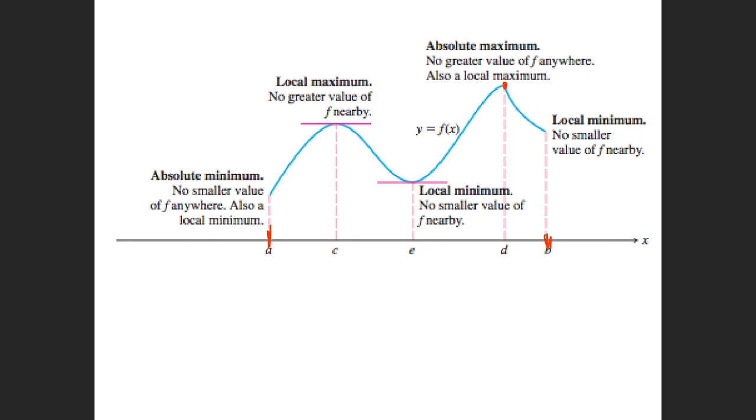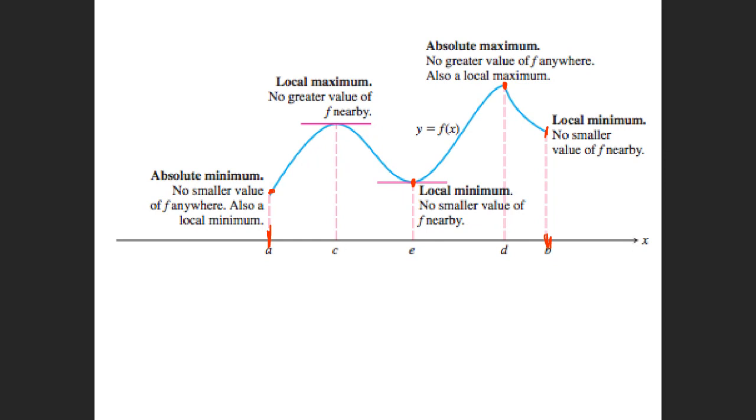Then we have an absolute minimum right here because it is the lowest point on this graph, but this is also a minimum value, so we call this a local min. And this one is a local min here also because it's the lowest point around the area, but it's not the lowest on the whole interval, so we don't call it an absolute minimum.